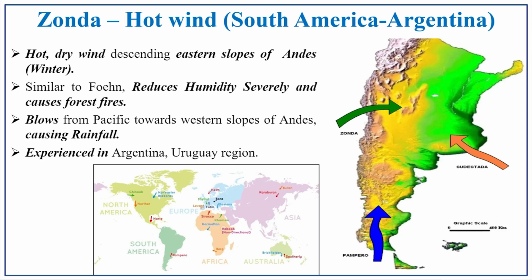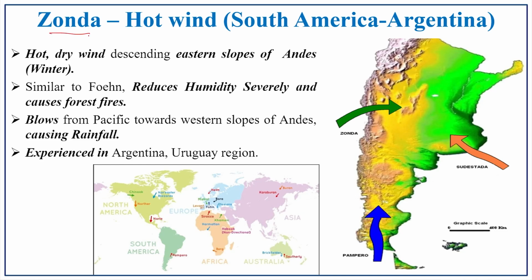The next one is South America. We have completed North America and Central America, and now the South American local winds. Zonda. Zonda is a hot wind which is prevailing in South America, especially in Argentina. This is a hot, dry wind descending the eastern slopes of the Andes, especially in winter. So, here is the Zonda. This Zonda is on the eastern slopes of the Andes mountain. It is similar to the Fohn wind.